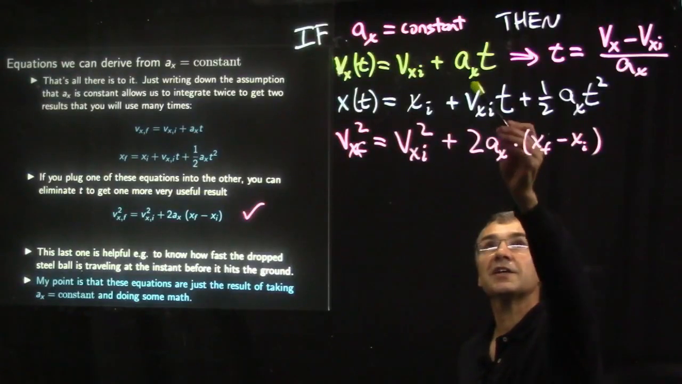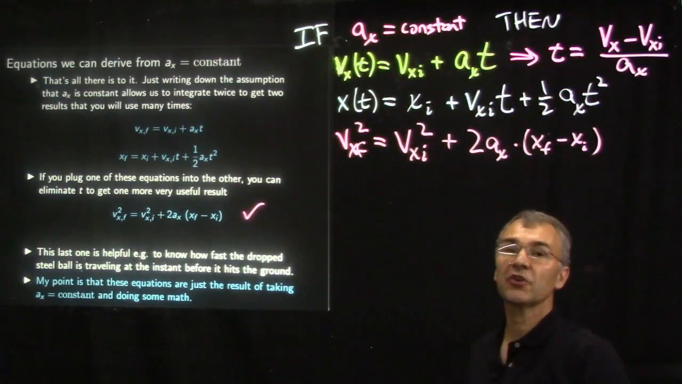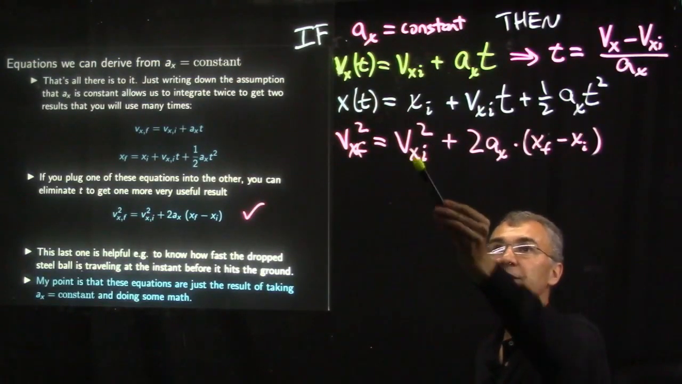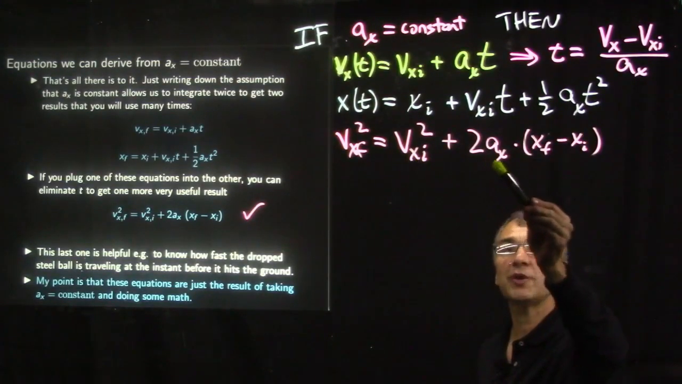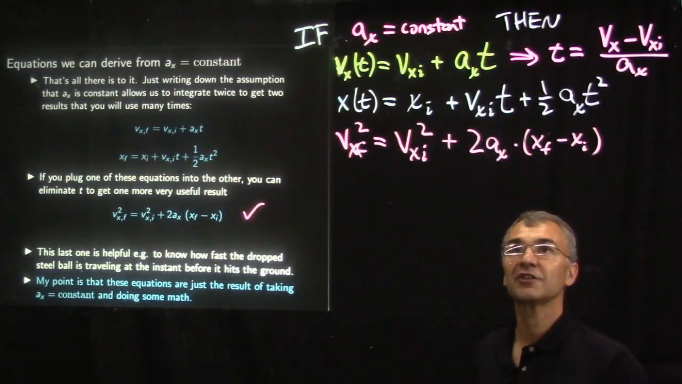Okay, so if you take the first one, solve for t, plug it into the second one, you get this result, which is often very useful if you don't care about the time. Vx final squared equals Vx initial squared plus 2 a sub x times x final minus x initial.